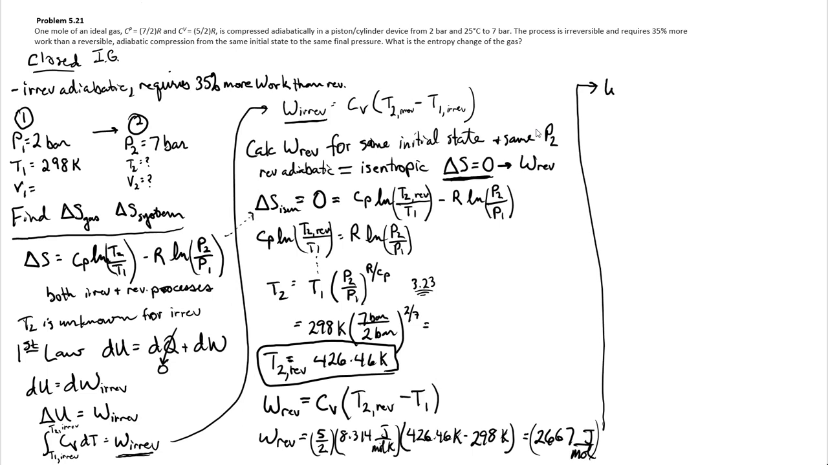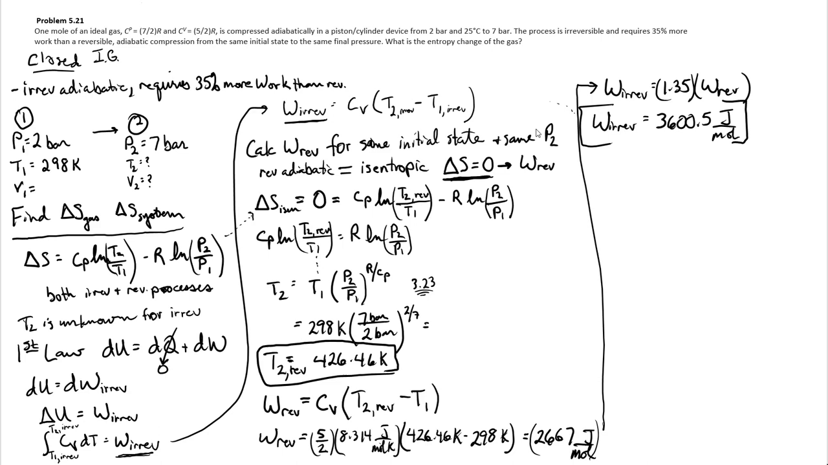All right. I want to calculate the irreversible work. We're given some information: it requires 35% more work than the reversible work. So that's 1.35 times the reversible work. We plug that in. The irreversible work, 1.35 times the reversible work, is equal to 3,600.5 joules per mole. So that's the irreversible work.